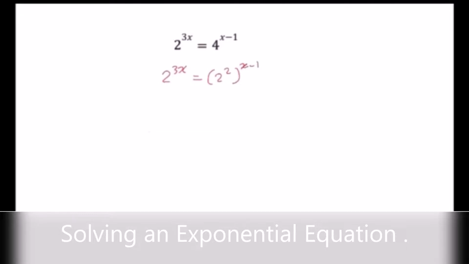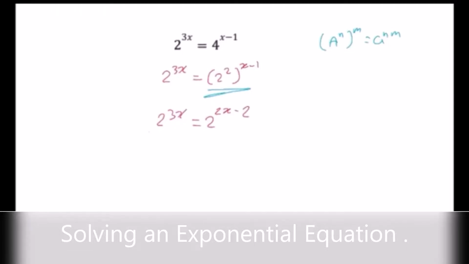Second of all, we're going to start off by simplifying this number by using the exponent power rule. This is the formula that's going to be used for the power rule. After simplifying, this is going to be the answer: 2 to the power of 3x equals 2 to the power of 2x minus 2.